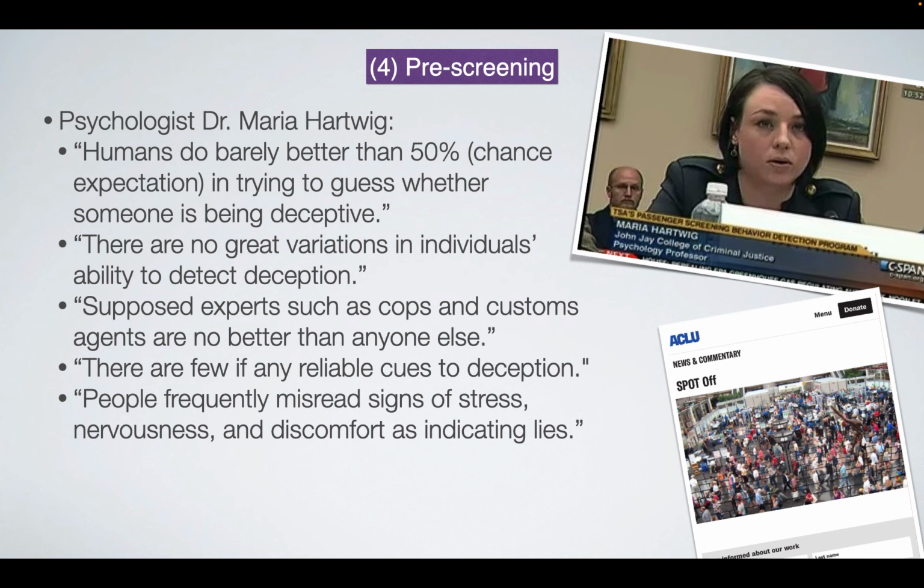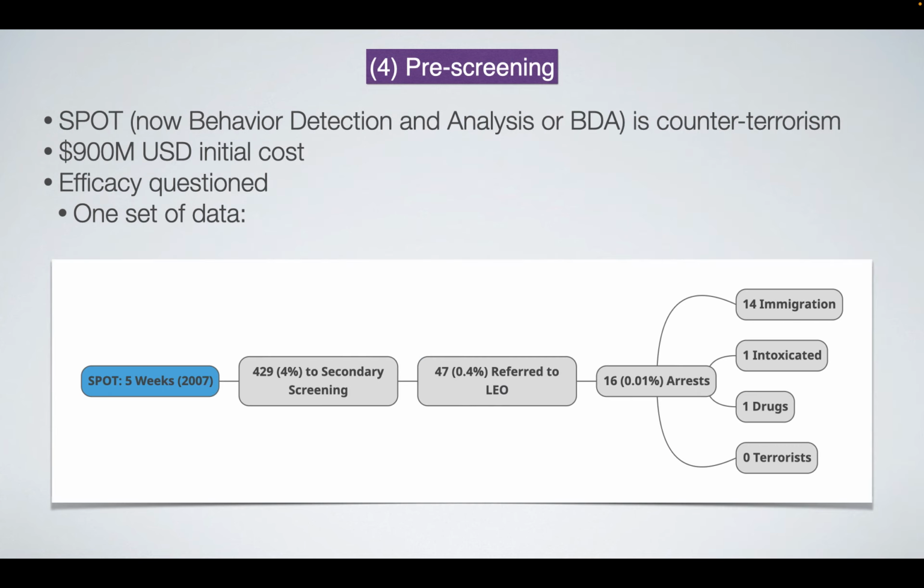Another thing you could do is look at the data. SPOT, I guess, is continuing. It has a new name now called Behavioral Detection and Analysis, or BDA. And remember, it's initially about countering terrorism. So this is about the TSA in the US. Their main mandate is the safety of the airline industry itself. It was a very expensive program, doing all the training. It was estimated to cost, just at first, $900 million, but then there are recurring costs as well.